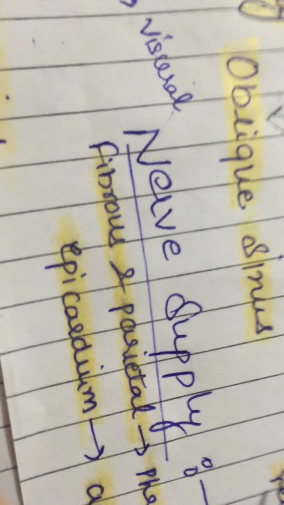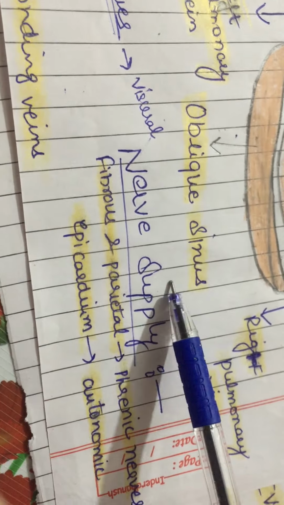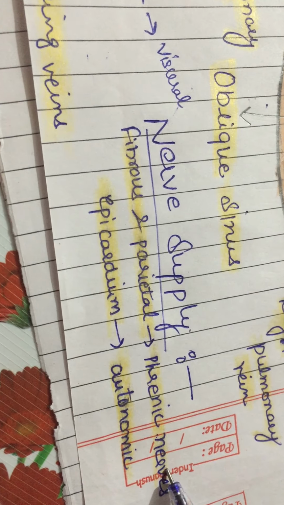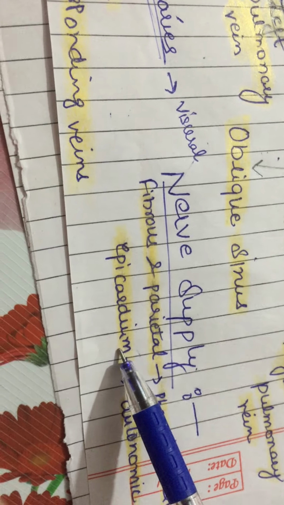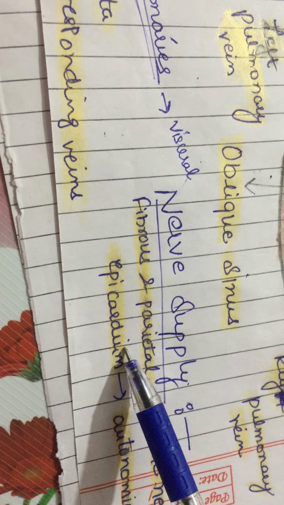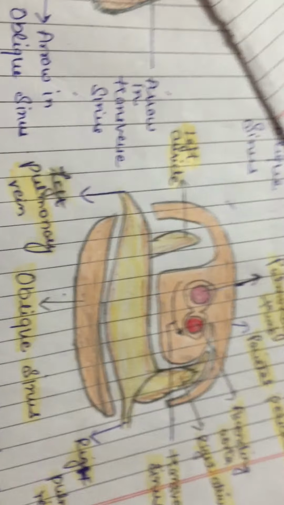Now the nerve supply. The parietal and fibrous pericardium are supplied by the phrenic nerves, while the epicardium, or epicardium is another name for visceral pericardium, is supplied by the autonomic nerves.